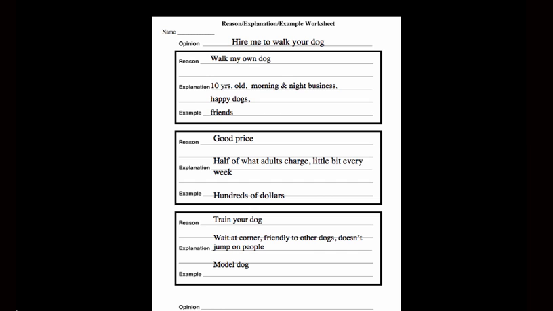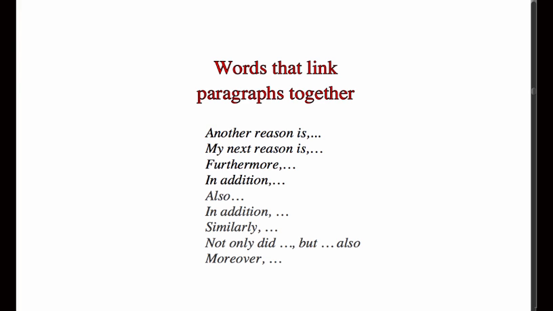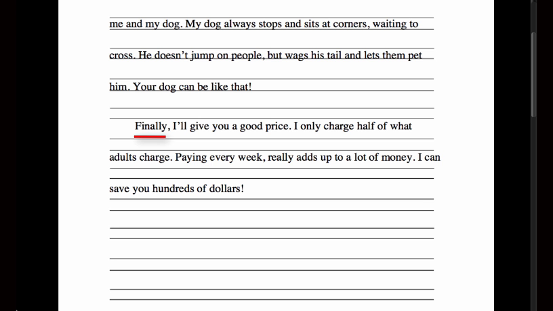Now write paragraphs for your other reason, explanation, example groups, just like you did for the first one. Be sure to use organizing words to link your paragraphs together. Here are some phrases that link paragraphs together. Your final organizing phrase needs to indicate that this is the last of the 3 reasons of your essay.